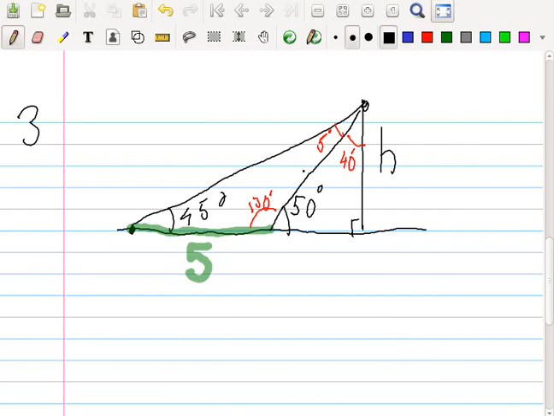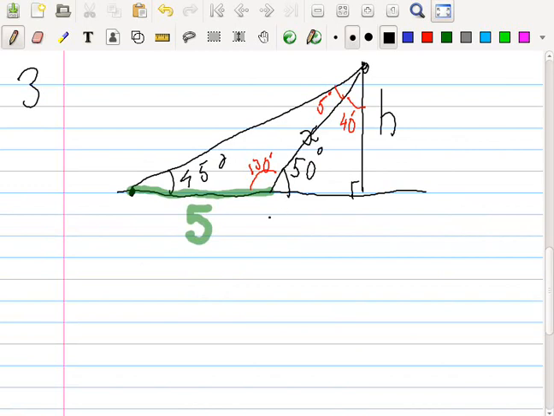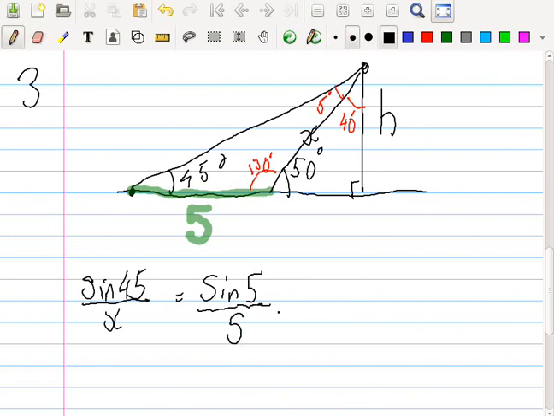Now, I shall find this side here, and I think I can only use the sine rule. So I'll say sine 45 over x equals sine 5 over 5. Bit of rearranging gives me x equals 5 sine 45 over sine 5. Isn't that right?